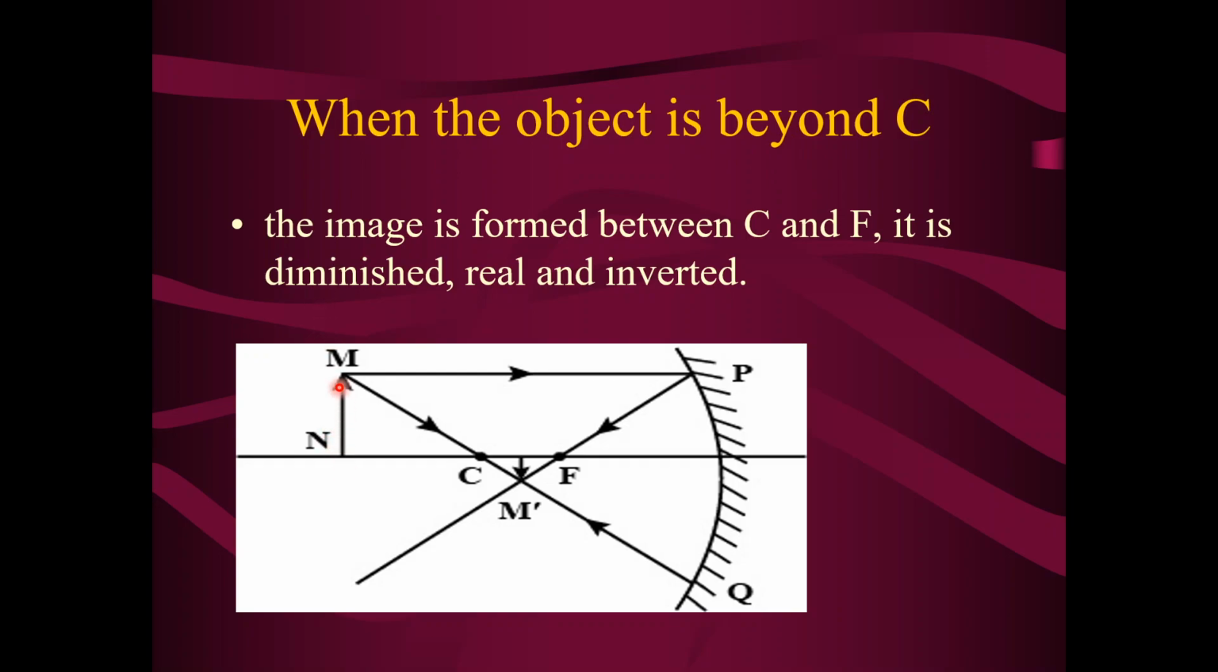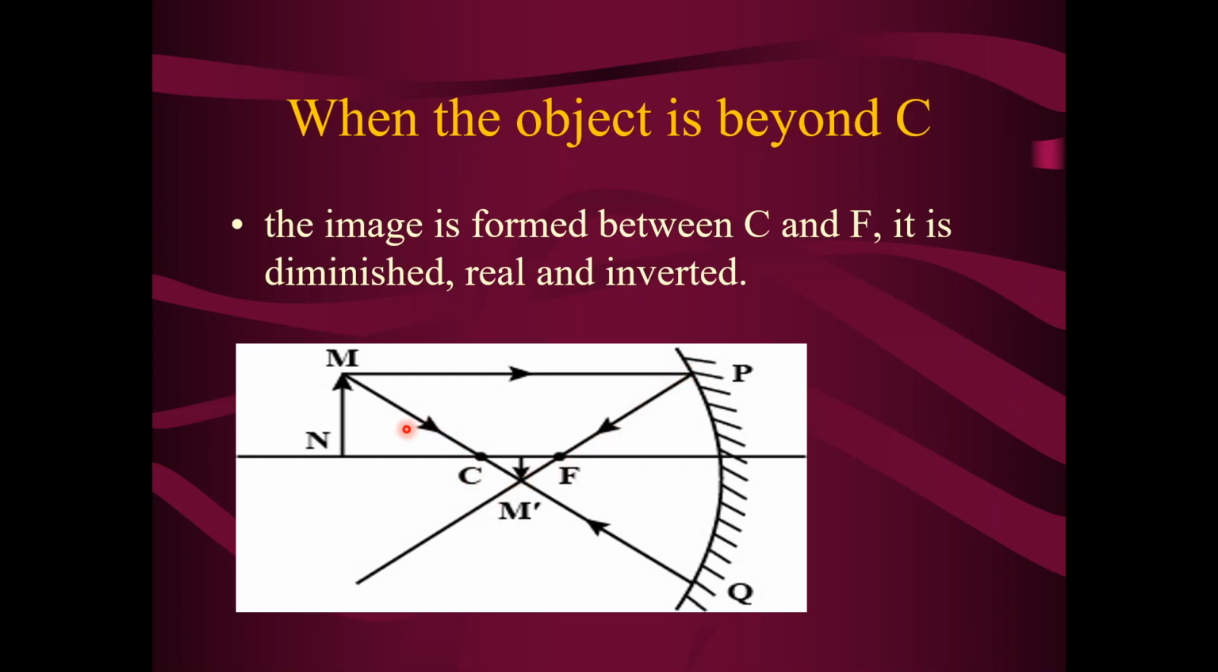Any object, if it is beyond C, where is the image formed? Again, you will draw in the same way. The object is beyond C. Many light rays come out of the object, but we will plot only two rays, because more than two will again be very complicated. So one ray, the ray which is parallel to the principal axis, after falling on the mirror will pass through the focus.